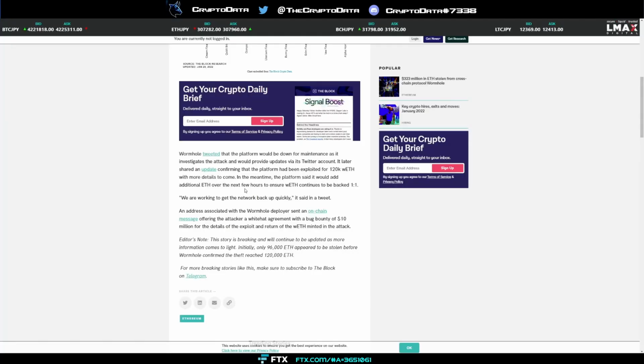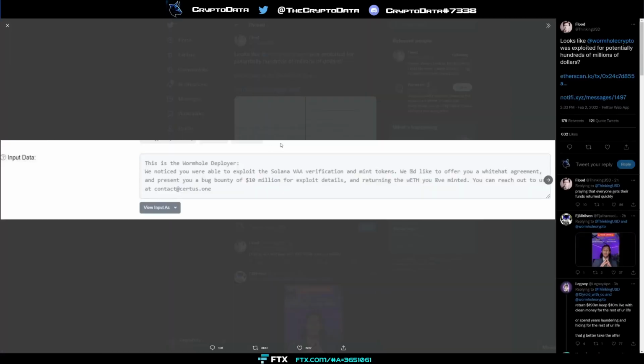Now, they did say, we're working to get the network back up quickly. An address associated with the Wormhole deployer sent an on-chain message offering the attacker a white hat agreement with a bug bounty of $10 million for the details of the exploit and return of the wrapped ETH minted in the attack. So you can see here the message, and it says, we noticed you were able to exploit the Solana VAA verification and mint tokens. We'd like to offer you a white hat agreement and present you a bug bounty of $10 million for exploit details and returning the wrapped ETH you have minted. You can reach out to us and contact us at contact@certus.one.